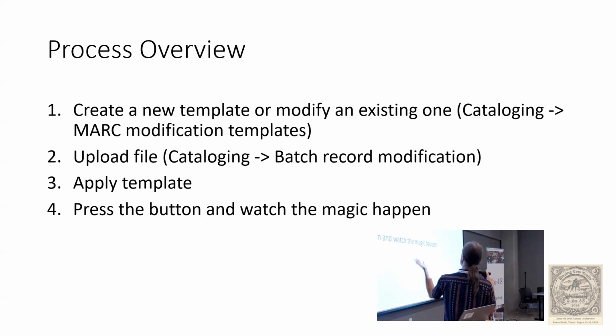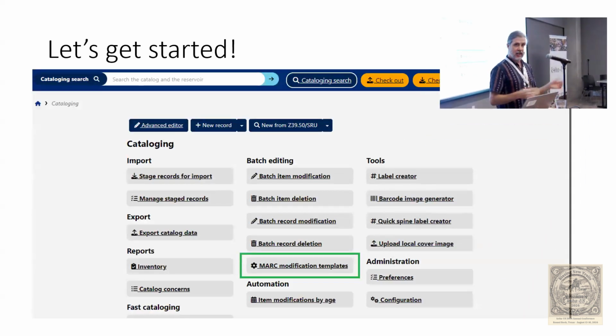You create a new template or you modify an existing one. You upload the file of your biblio numbers. You apply the template, and then you press the button and watch the magic happen. It's really that easy. We can probably just end there, but we won't. So let's get started. Oh, no, more. We're not done with the donut yet. All right. So we go.